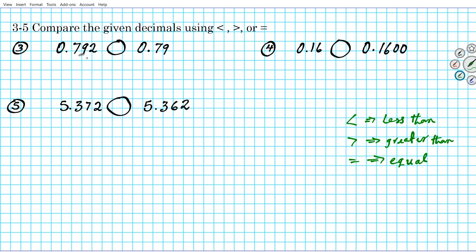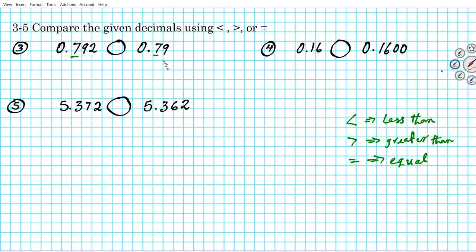Number 3, 0.792 and 0.79, we're going to follow the same procedure, okay? So mentally, if we align both of them together, we can start to compare identical place values. If we line them up, this 7 and this 7 will line up perfectly. Why? Because they're both in the 10th place, okay? So when we compare the digits in the 10th place, they both are identical, so we have a tie. We advance to the next one. Remember, when you line it up, the decimal point, you start from the left to the right.